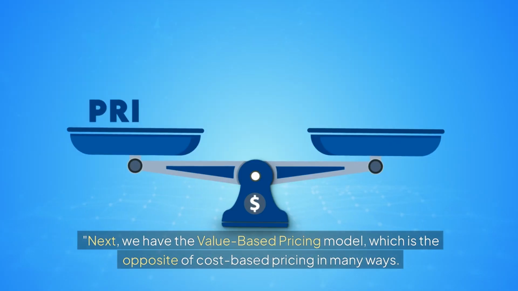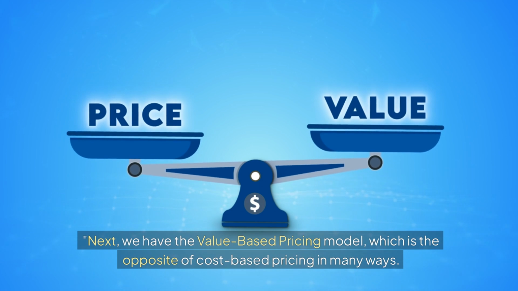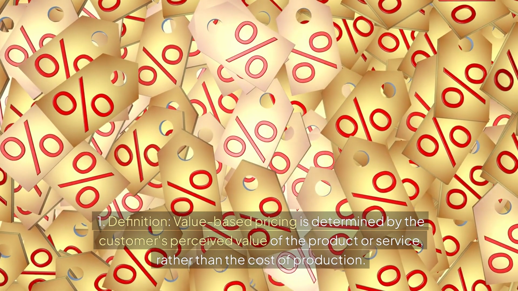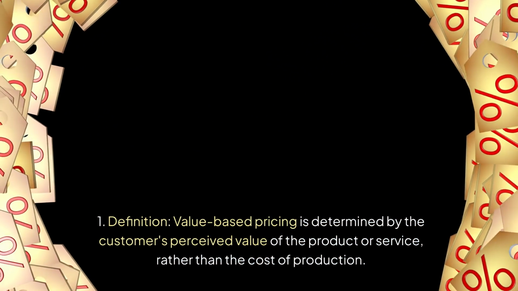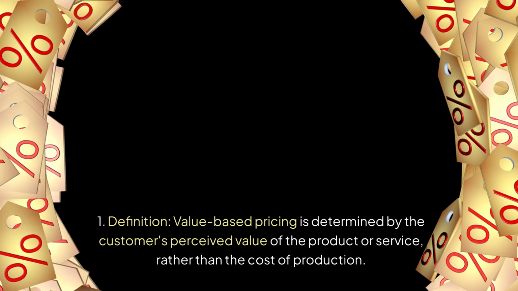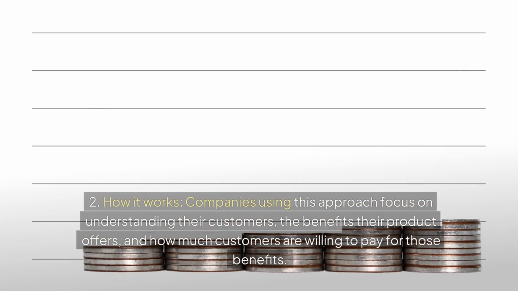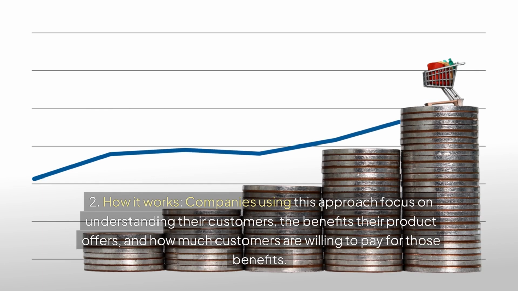2. Next, we have the value-based pricing model, which is the opposite of cost-based pricing in many ways. 1. Definition. Value-based pricing is determined by the customer's perceived value of the product or service, rather than the cost of production. 2. How it works. Companies using this approach focus on understanding their customers, the benefits their product offers, and how much customers are willing to pay for those benefits.